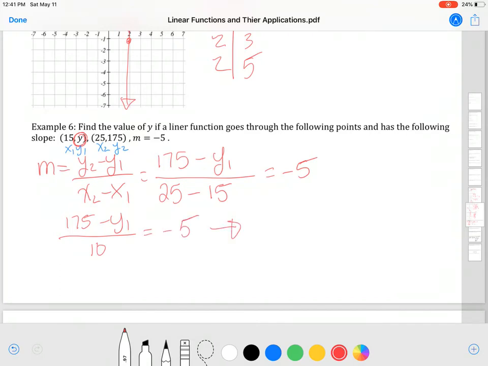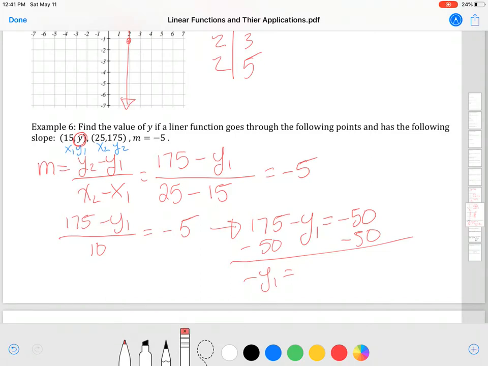I am going to now multiply both sides of the equation by 10 so I can clear that fraction. So when I multiply both sides of the equation by 10, I'm going to get 175 minus y1 is equal to -50. So now I'm going to subtract 50 from both sides because I'm still trying to solve for y1. And I'm going to get -y1 is equal to, whoops, I meant 175. See, I make silly mistakes too. It happens.